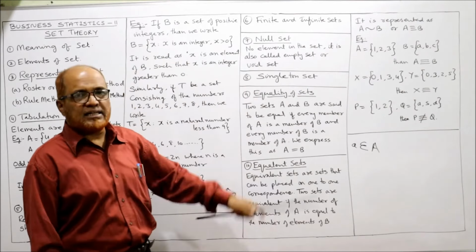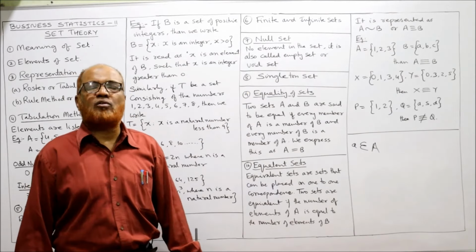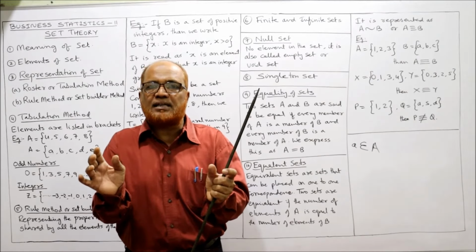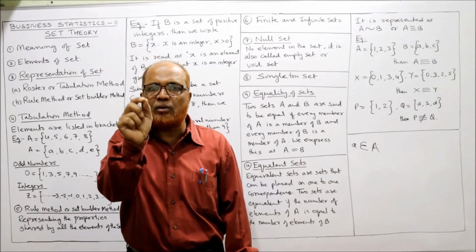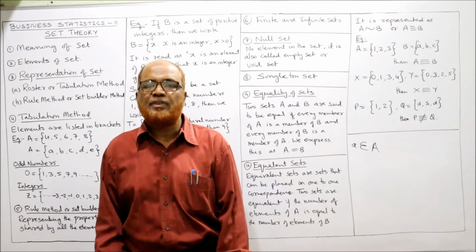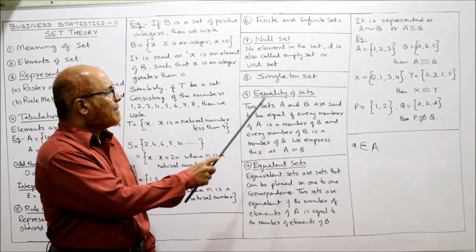Then next comes the null set. Null set means no element in the set. It is called an empty set or void set. If there are no elements at all in a set, we simply write down the bracket without any element, without any object. That is called a null set or void set or empty set.